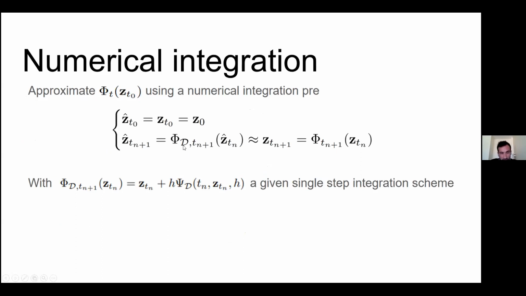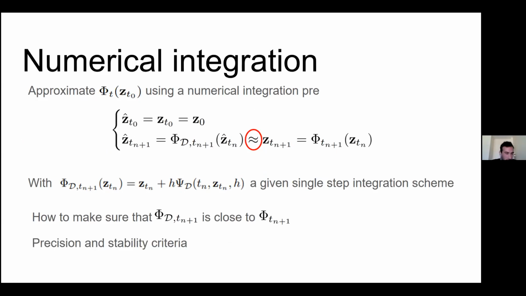So this phi d here approximates the true solution, or the analytical solution, of this differential equation. Now the issue is how to make sure that this numerical integration algorithm is correctly approximating the true solution that we cannot compute analytically. So we do not have the true solution, but we still want our numerical algorithm to approximate it. And the answer is written in precision and stability criteria of numerical integration schemes.